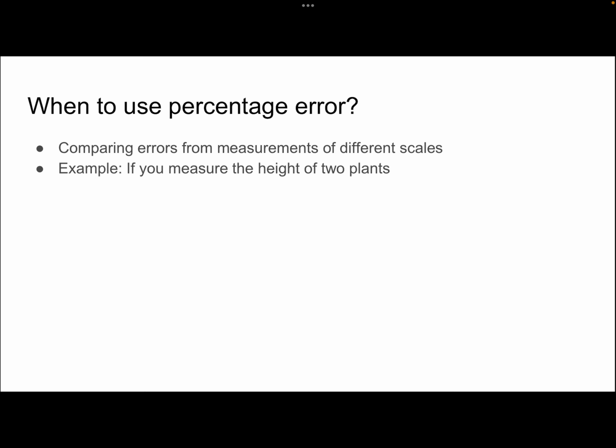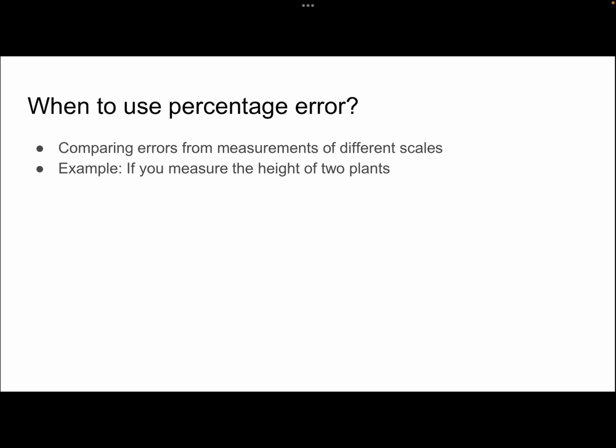This is a big concept again. But how we use this is quite different from the absolute error. Firstly, we use this when we do a comparison of errors, when we have measurements of different magnitudes or scales. Now, I'm going to give you an illustration here because this is going to make a lot of sense to see the difference, why we don't use absolute error, but in this case you use the percentage error.